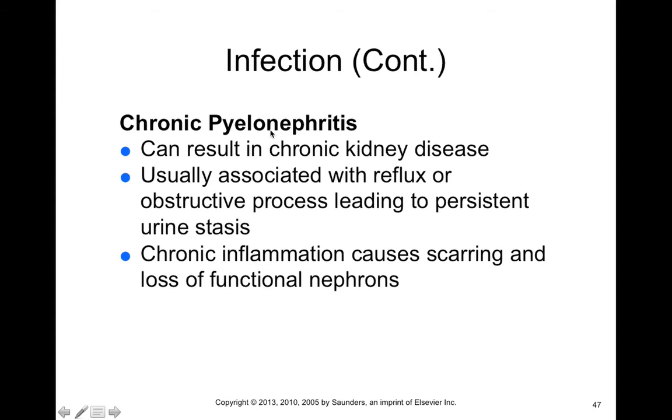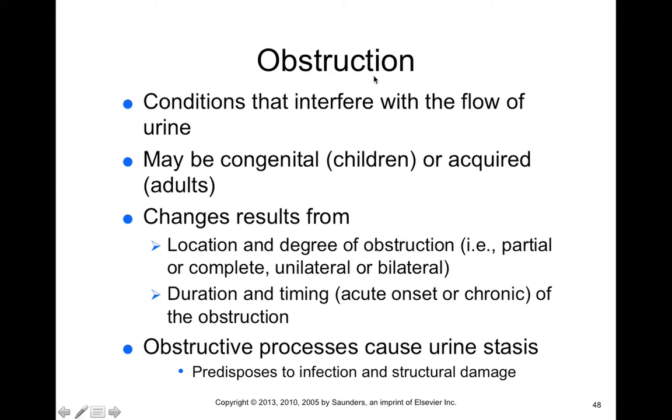Now, obstructions can also lead to renal disease, and these obstructions are basically any condition that interferes with the flow of urine. It can be congenital or acquired, and there are different changes that can result from the type of obstruction, whether it's partial, complete, unilateral, bilateral, as well as the duration and timing. Like, is it an acute obstruction? Is it a chronic obstruction? The mixture of these can tell you about the progression of the disease that can follow. Now, obstructive processes cause urine stasis, which can then put someone at risk for infection.